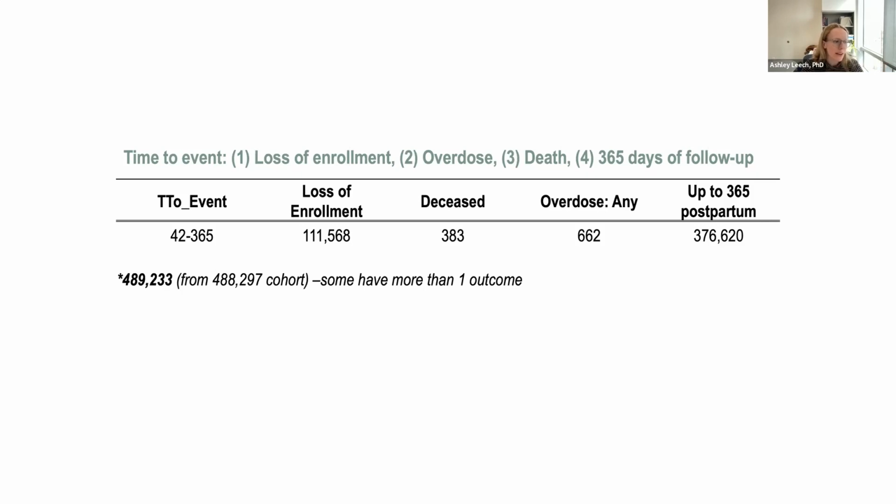You can see here that by the end of the period, around 111,568 individuals lost enrollment over the 365 days post-delivery, 383 individuals died, and 662 overdosed from any substance. And we're actually in the process of separating between opioid use disorder overdose versus other. And then 376,620 did not have any of these outcomes post-delivery.